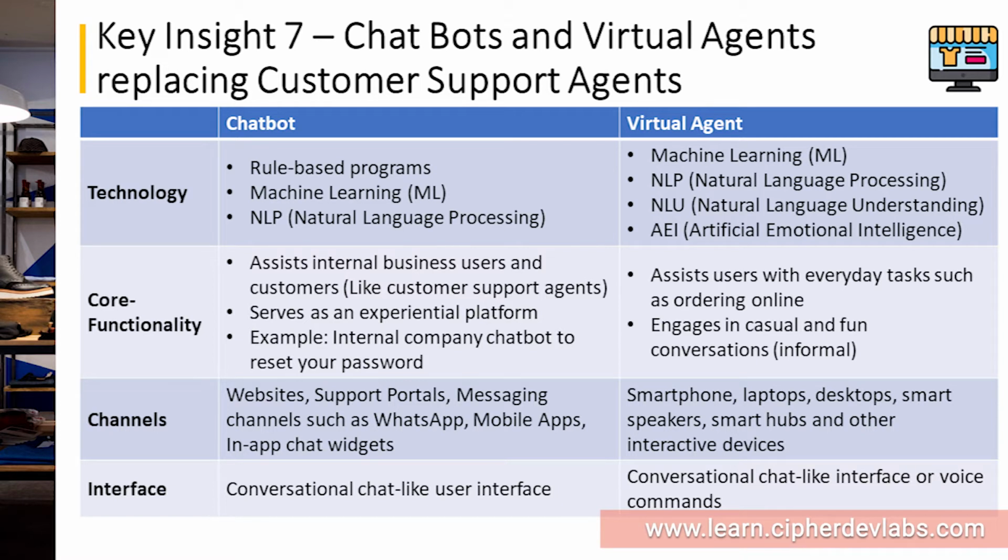Then, if you look at virtual agents, they use machine learning and they also use things like natural language processing, natural language understanding, and also artificial emotional intelligence. So they have an emotional intelligence component built right into them, which helps them understand the emotions that the customer is facing. So it's able to understand whether the customer is frustrated or not happy or that sort of thing, and then provide the appropriate solution immediately.